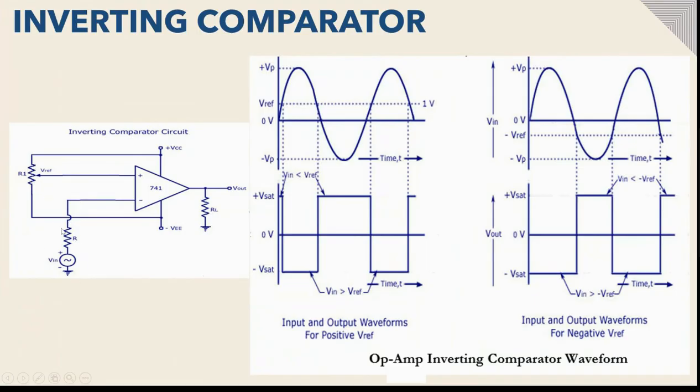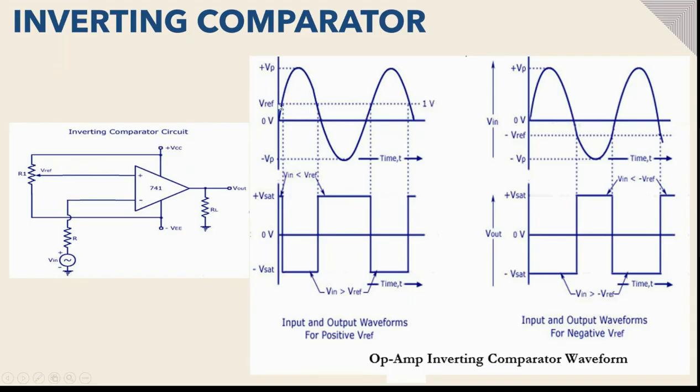Inverting comparator means the input signal is given to the inverting terminal, along with the reference voltage. Practically, the reference voltage is set not with an external DC supply but by connecting a potentiometer across the power supply. By adjusting the potentiometer, we adjust the reference voltage. Here the reference voltage is given at the non-inverting terminal.